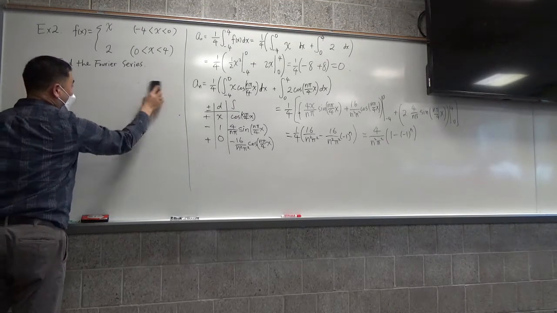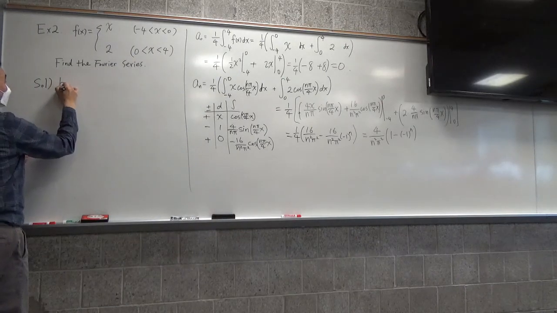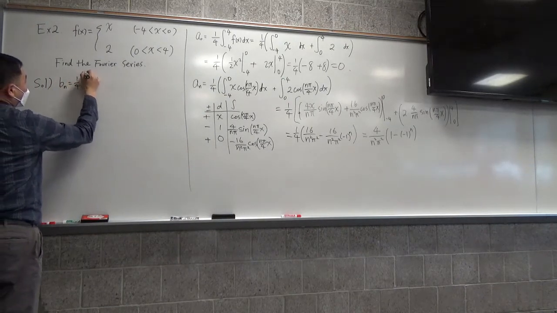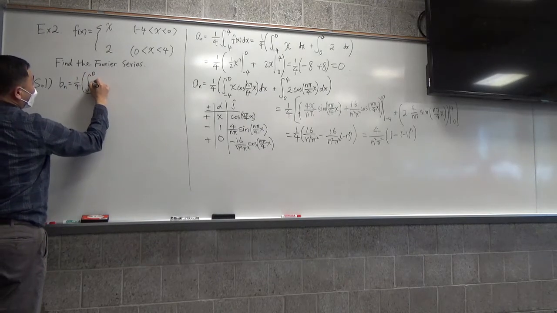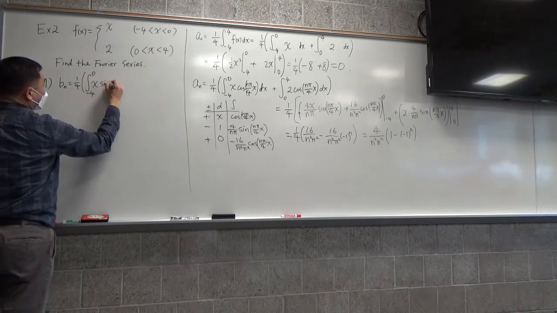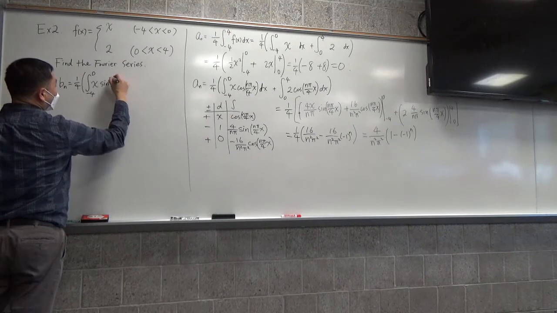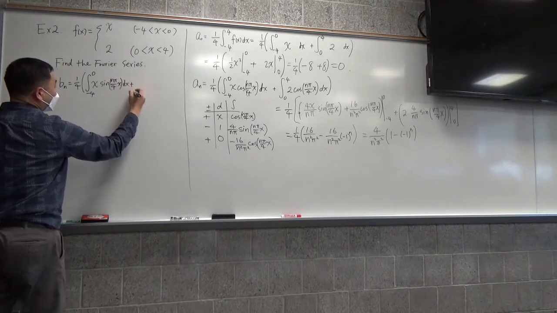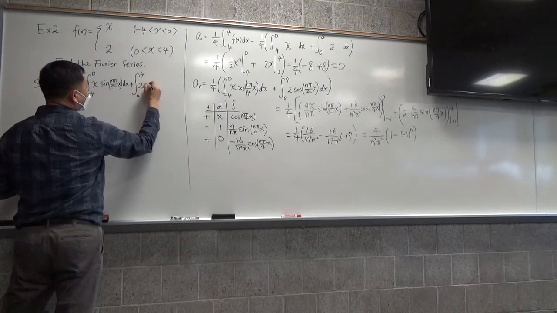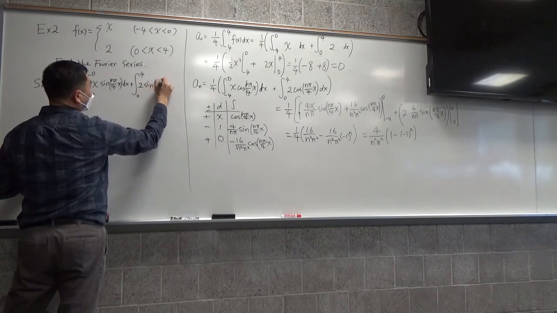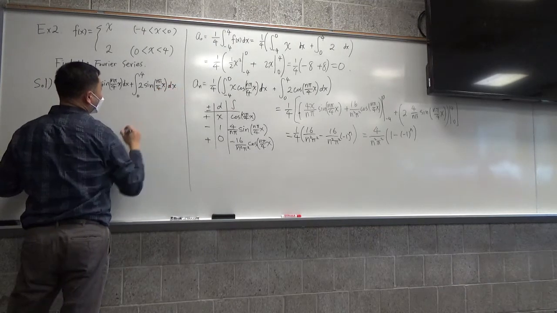Same idea. Bn would be 1/4 of the integral from negative 4 to 0 of x sine n pi over 4 x dx, plus the integral from 0 to 4 of 2 sine n pi over 4 x dx.